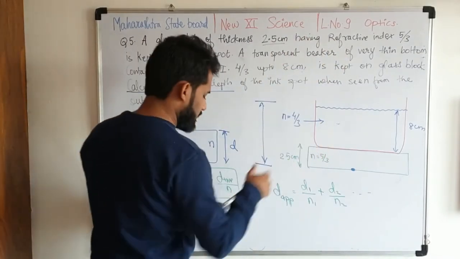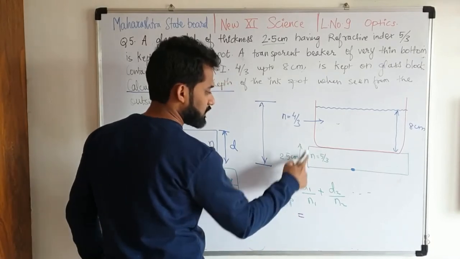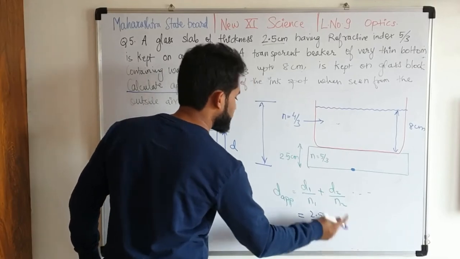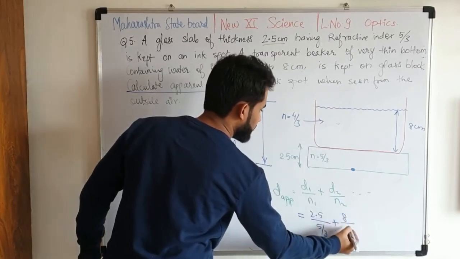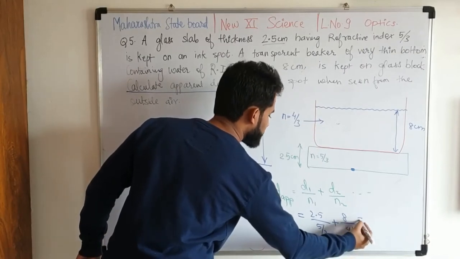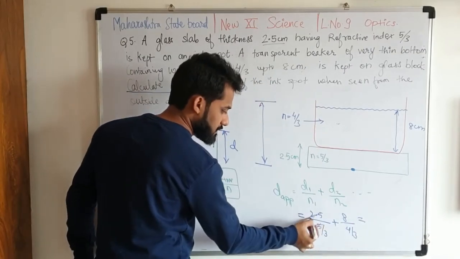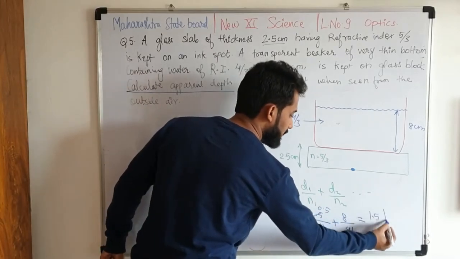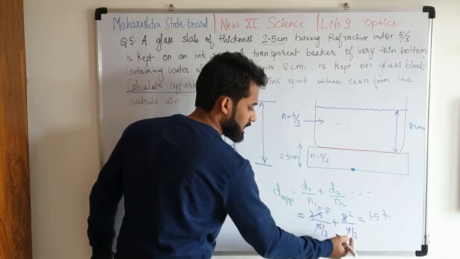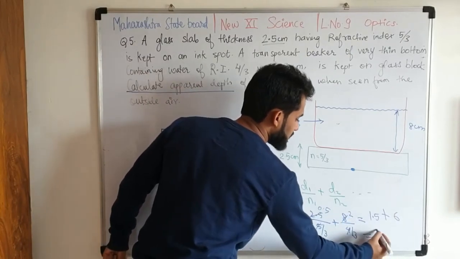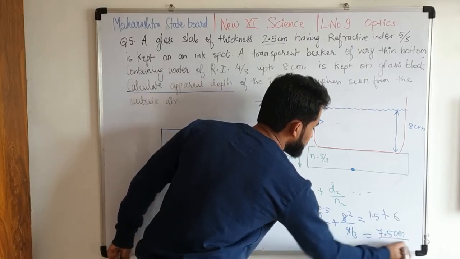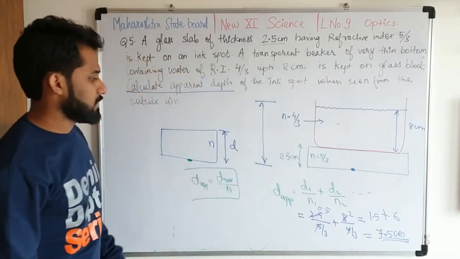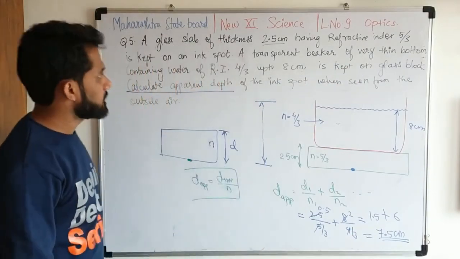So in this case there are two different media. The depth of the first medium is 2.5 divided by the refractive index 5/3, plus for the second, the depth is 8 and the refractive index is 4/3. If you solve this, 2.5 divided by 5/3 gives 0.5 into 3, which is 1.5, plus 8 divided by 4/3, where 4 twos are 8 and 3 goes up, it becomes 6. So the answer is 7.5 centimeters. This is the apparent depth of this ink spot when observed from the top. So the answer is 7.5 centimeters.